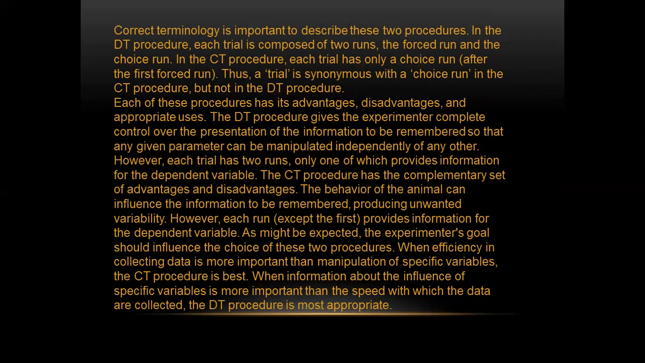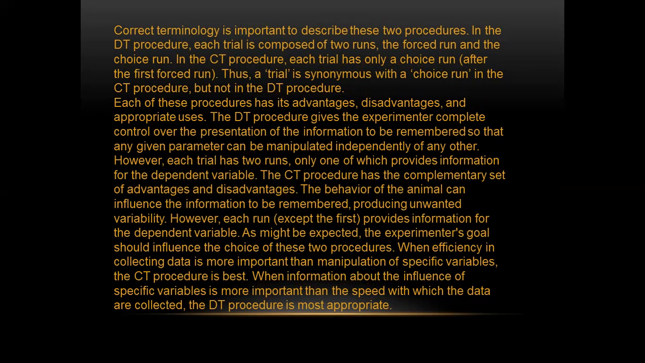The discrete trial procedure gives the experimenter complete control over the presentation of the information to be remembered, so that any given parameter can be manipulated independently of any other. However, each trial has two runs, only one of which provides information for the dependent variable. We get to know which way the rodent moves from the forced run or the choice run.